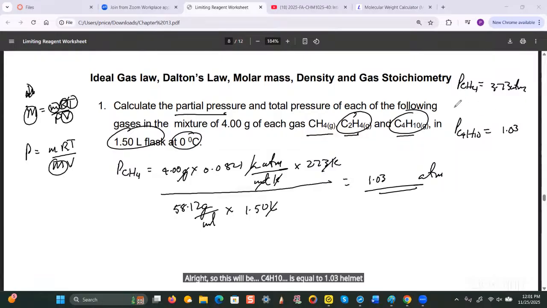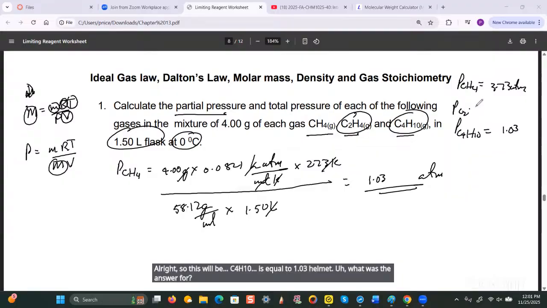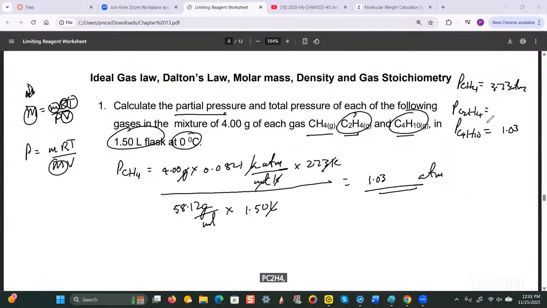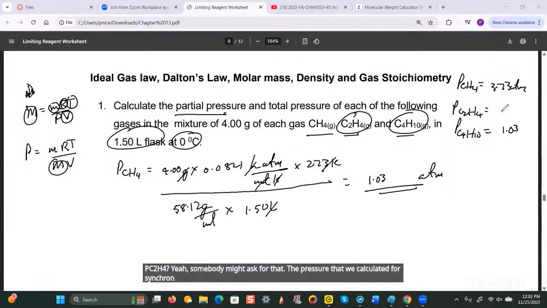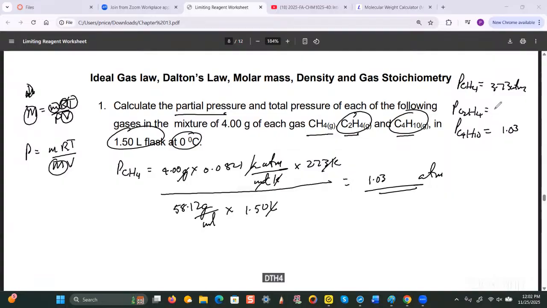What was the answer for PC2H4? Can somebody remind me? I forgot. The pressure that we calculated for C2H4. C2H4 was 3.73. 3 point what? Oh, 2.13. I remember that.